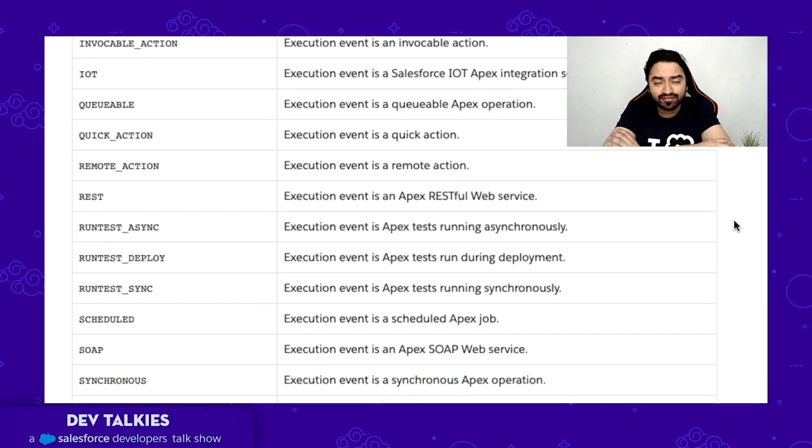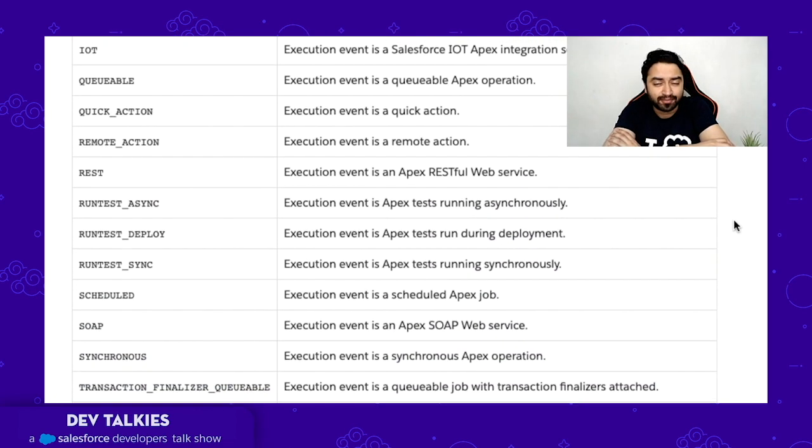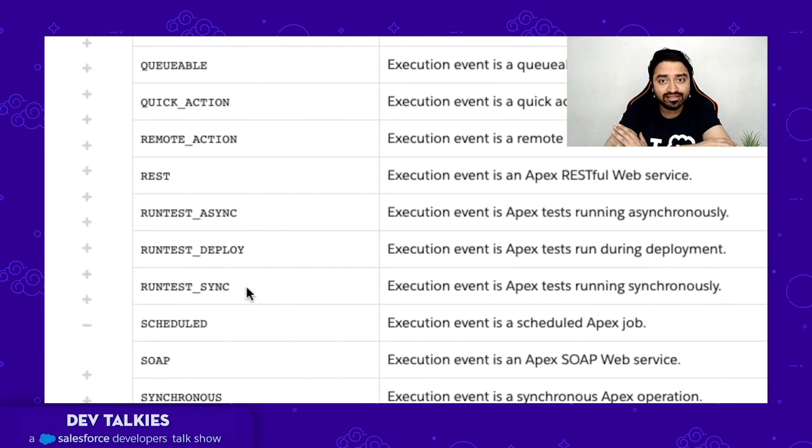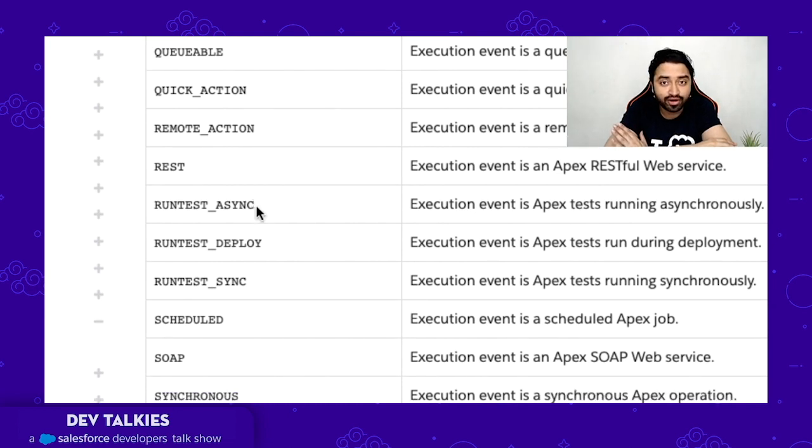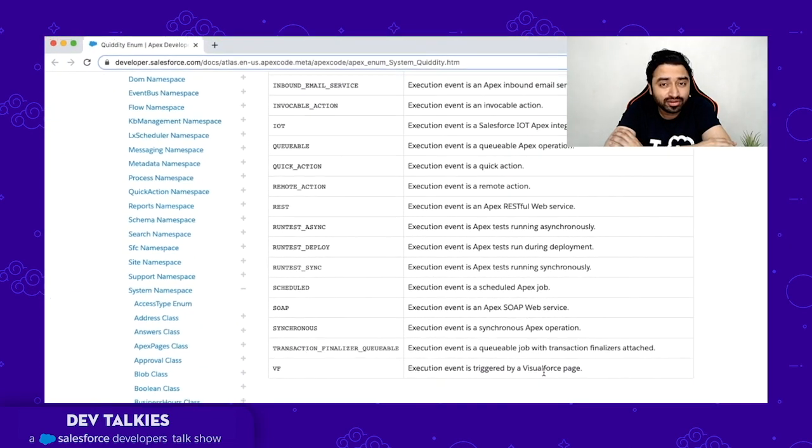If you notice, the values get quite granular as well. For example, in your Apex class, you often use the test.isRunningTest to determine if your class is invoked from a test class. But Quiddity also tells you whether those test classes are running synchronously, asynchronously, or during production deployment. And this makes it a great tool to control the flow of logic during runtime. Here is how you're going to use it.